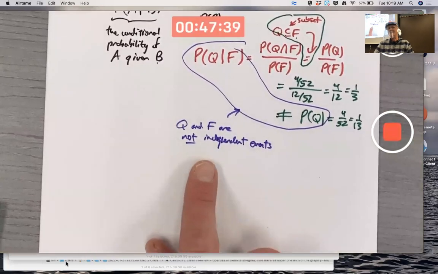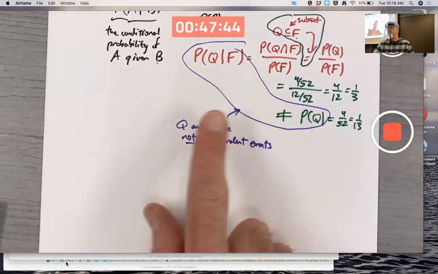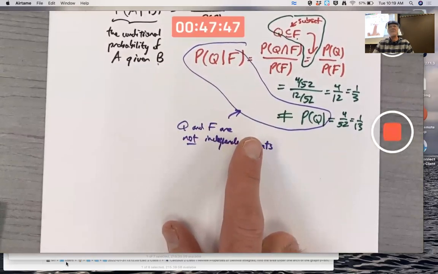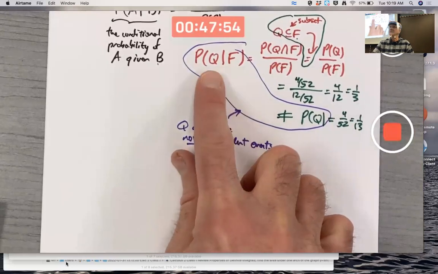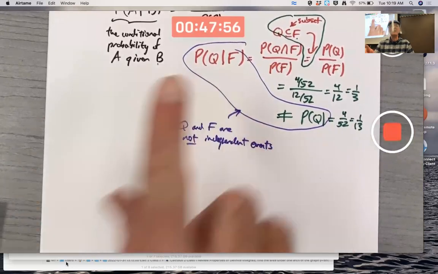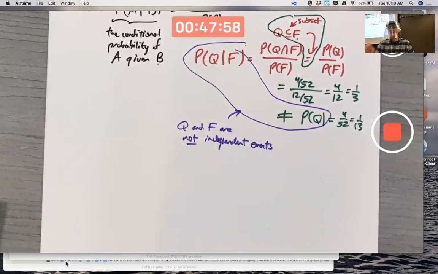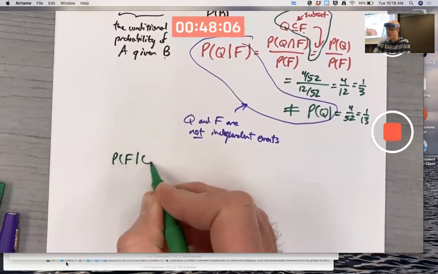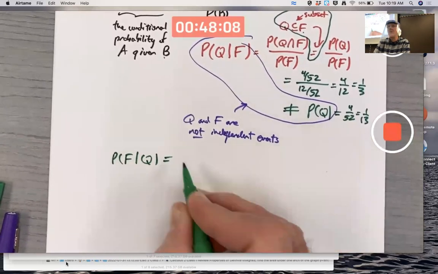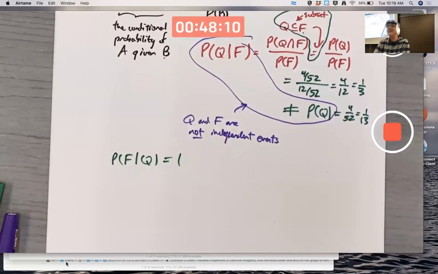If they're not independent, what would happen if I switch the roles of Q and F here? I probably should still get a not equal to, because if they're not independent, it should be a kind of symmetric thing. Knowing it's a face card affects the chances it's a queen. Knowing the card is a queen definitely affects the chances that it's a face card. The conditional probability of being a face card, given that it's a queen, is 1, right? Because all queens are face cards.